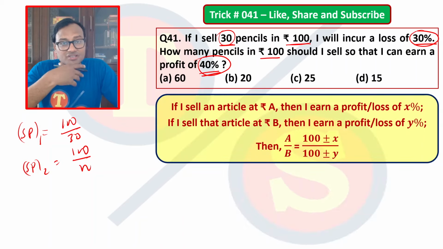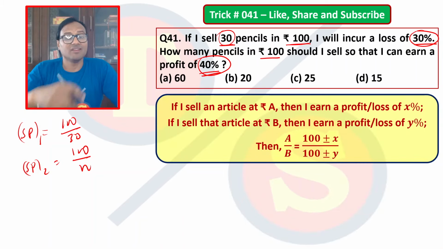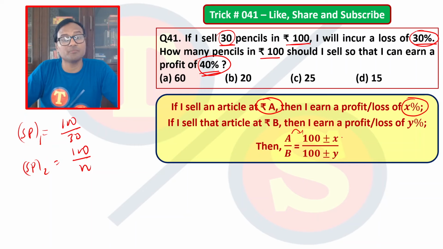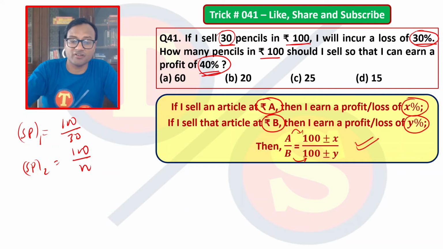So what is the logic? What is the idea over here? The idea over here is that if the selling price is A and there is a profit or loss of X%, then in front of A I will write 100 plus X in case of profit and 100 minus X in case of loss. If I change the selling price to B and the result also changes, I happen to have a profit or loss of Y%, then in front of B I will write 100 plus Y or 100 minus Y, and that will give me the ratio and the question can be solved very easily.